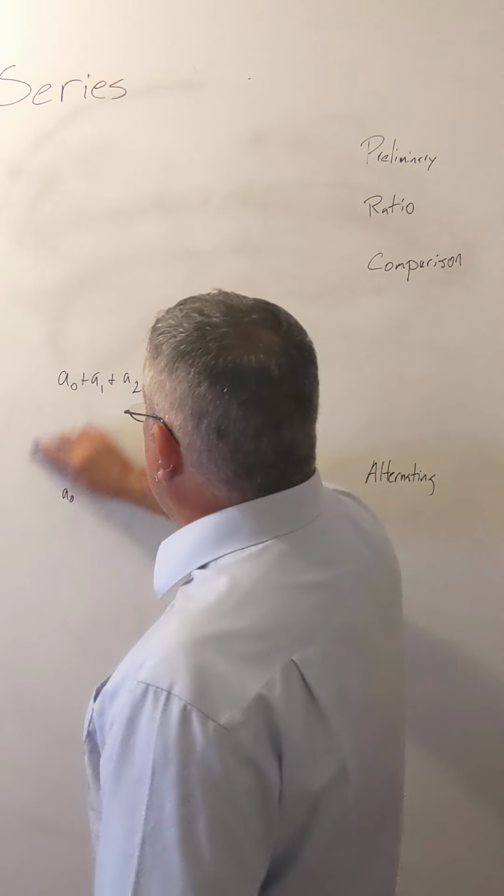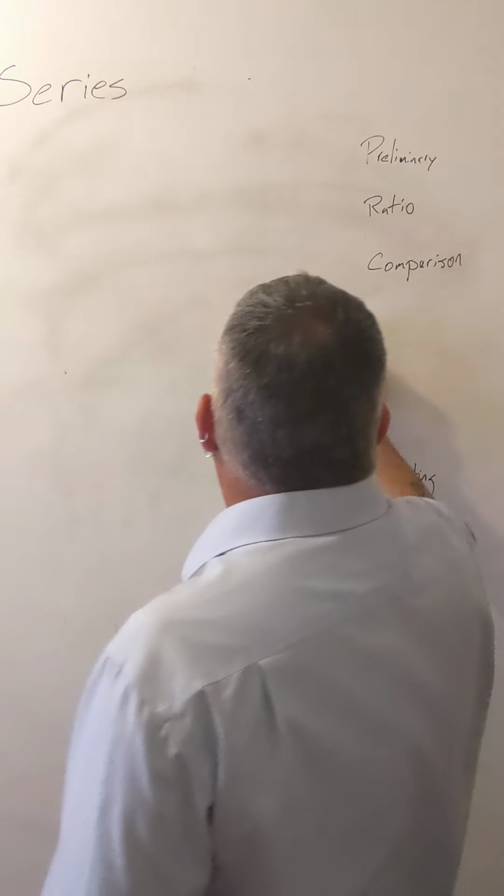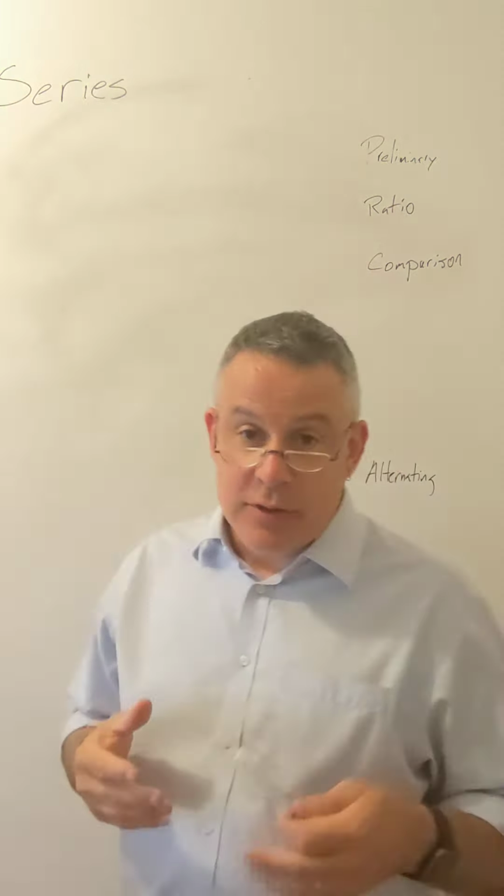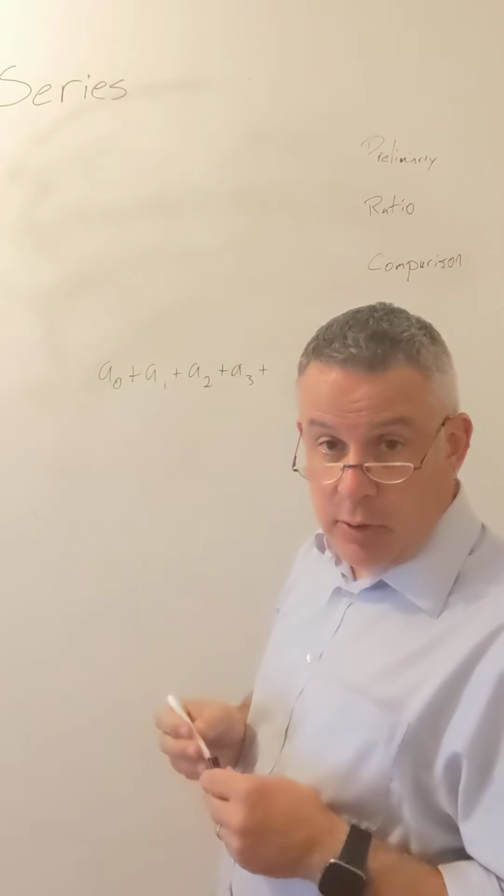Okay, so now, what are some of the things that we might think about if we think about a series that might converge to something? Well, the terms in the series have to get smaller. If they keep getting bigger, so that A3 is bigger than A2 and A4 is bigger than A3 and so on, there's no way that series is going to converge. It's just going to keep going farther and farther away. So the first thing you might check is called the preliminary test, and that just checks whether each of the terms that's being added is getting smaller and smaller.